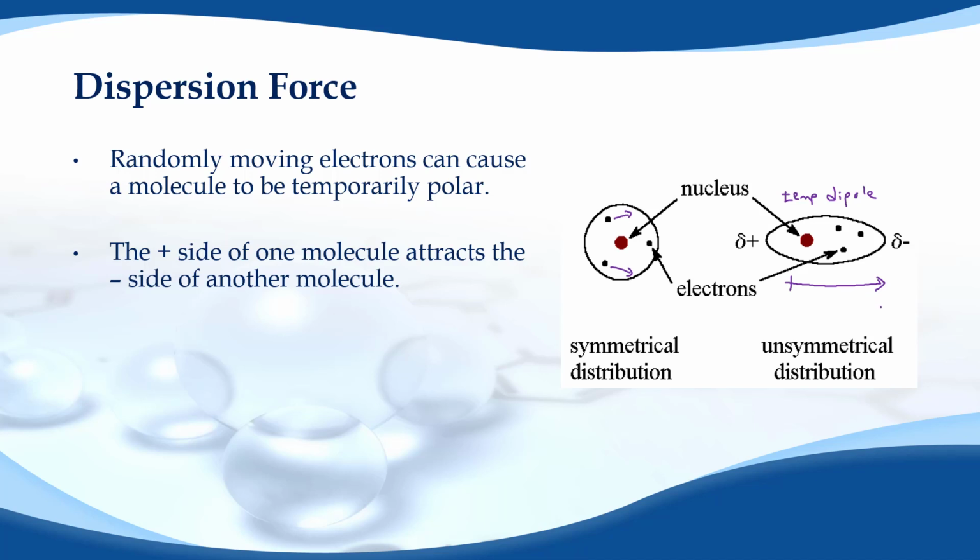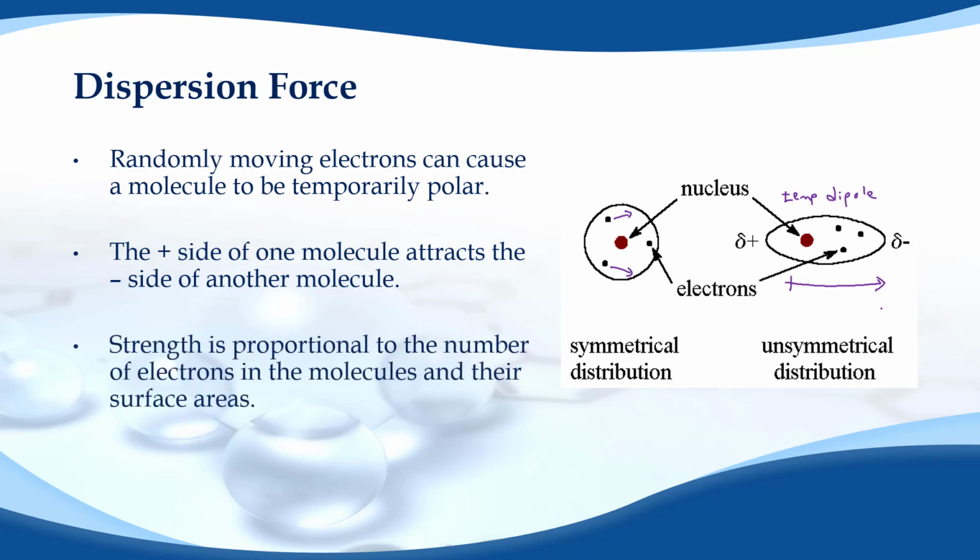Now, the strength of this attraction is proportional to how many electrons are in the molecule and what the surface area of the molecule is. The way we're going to approximate the number of electrons, by the way, instead of adding them up, is we're going to use molar mass. Because typically the heavier a molecule is, the more electrons it's going to have.